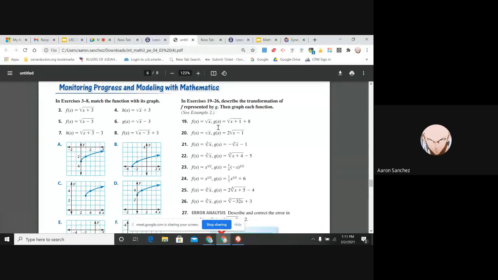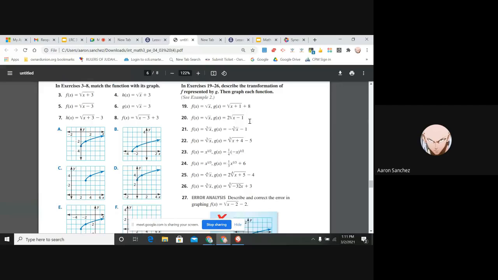Okay, describe the transformation of f represented by g. Then graph the function. This one's easier anyway. So if f is square root of x, what's the transformation? Well, you shift left 1 and up 8. That's all they want you to do. The h is 1, so it's going to be -1 and up 8, and then you just graph it. Do you want to list the domain and range? I don't know. It looks like not.